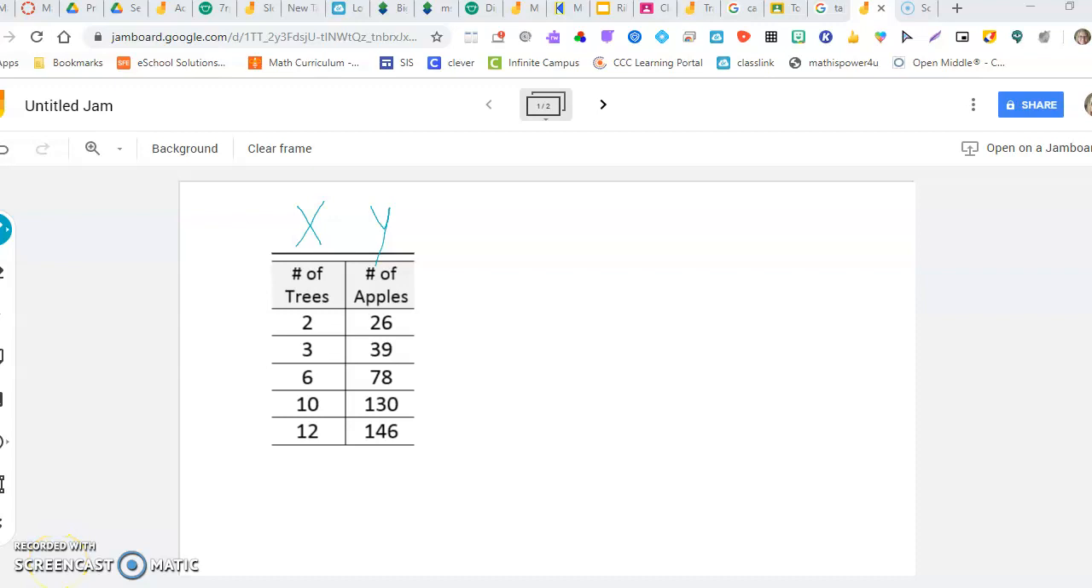Hi, we're going to review how to find the unit rate from a table of information. The tables that we're looking at do have proportional relationships, and we're going to go ahead and get started.